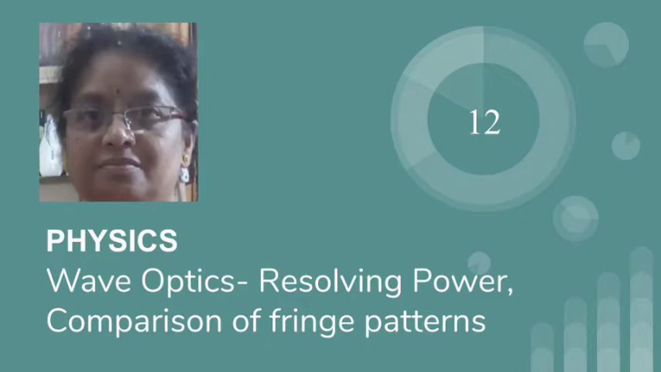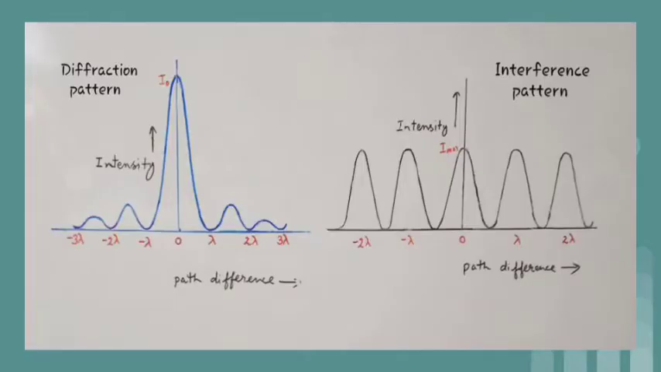The fringe patterns of interference and diffraction differ in many ways. We will see them one by one. In interference pattern, all bright fringes have the same intensity. On the other hand, in diffraction pattern, the central maximum has the greatest intensity, while the intensity of secondary maxima decreases gradually. This is shown in the diagram.